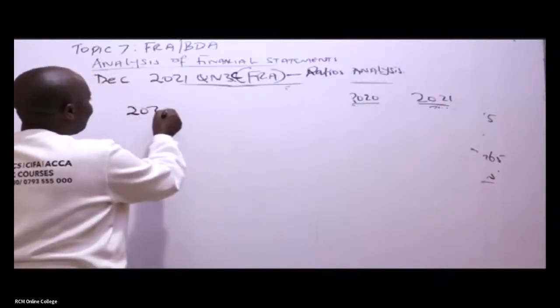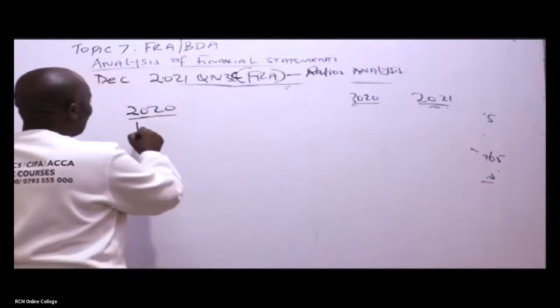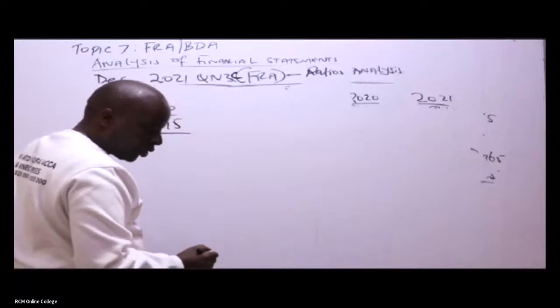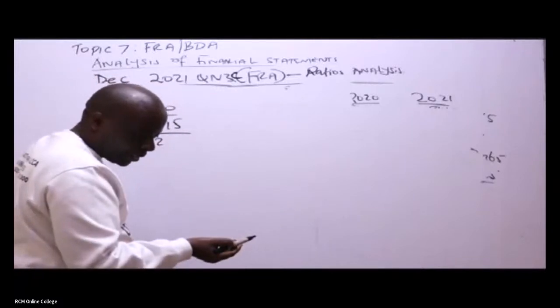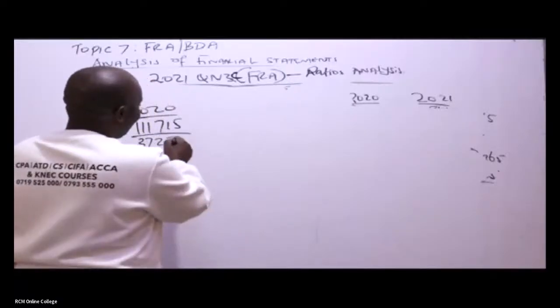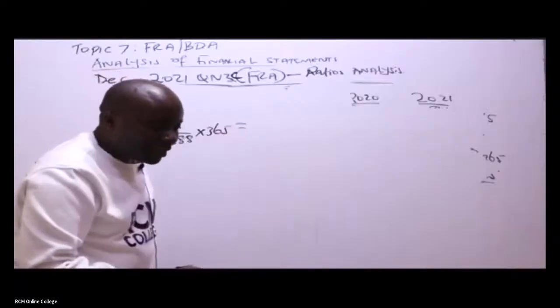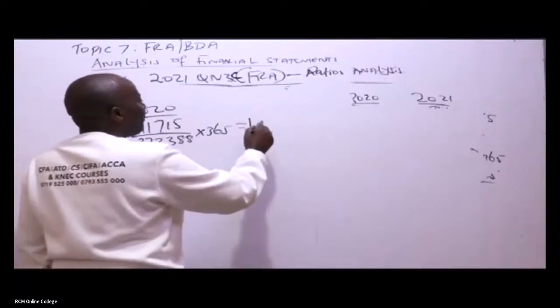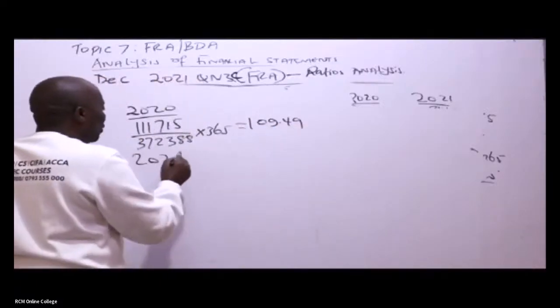For 2020, we have the payables there as 111,715, all over 372,372 cost of sales that is there, 388 times 365. This is how this gentleman called Pius was able to get 109.49 days. And then we have 2021.